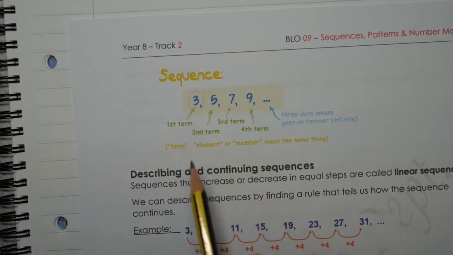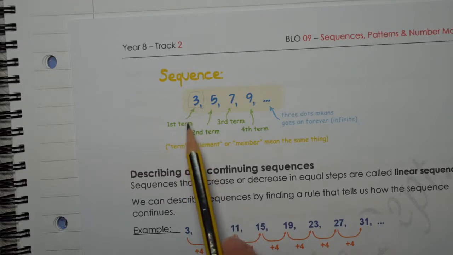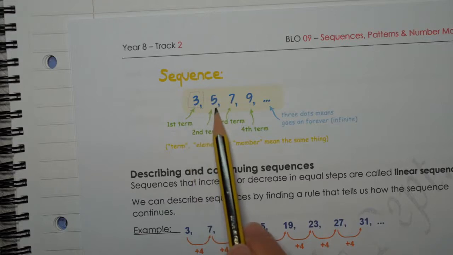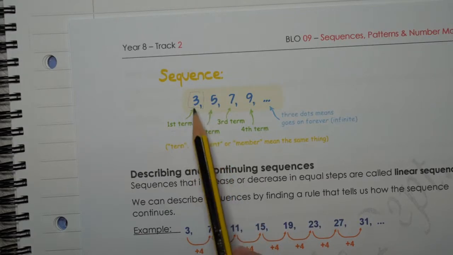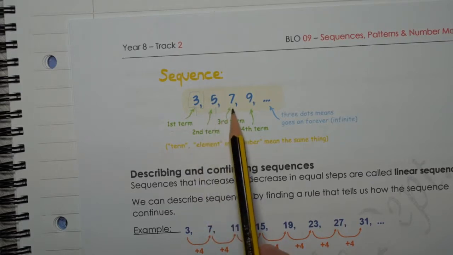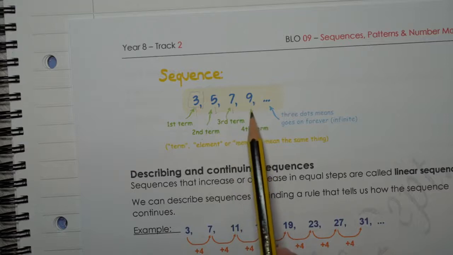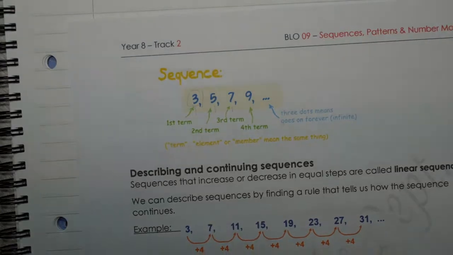So it's important, please, to realize that the first number is called the first term. From now on, I'm going to refer to this number as the first term, and the number 5 as the second term of the sequence. So this is the first term, second term, third term, fourth term of the sequence, etc. So that is important.